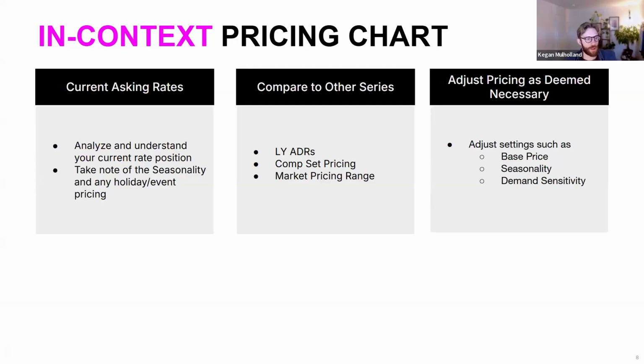So for current asking rates, we just want to understand the current rate position and then really look at the pricing curve and take note of the seasonality, so how it changes month by month, and then also any holiday or event pricing that we are aware of, or maybe not aware of. Maybe there's some pricing jumping out that you don't know what that event is, but through dynamic pricing, it shows up through the data, right? Comparing to other series, we'll be looking at last year's ADRs, comp set pricing, as well as market pricing. And then we'll really focus our settings to base price, seasonality, and demand sensitivity.